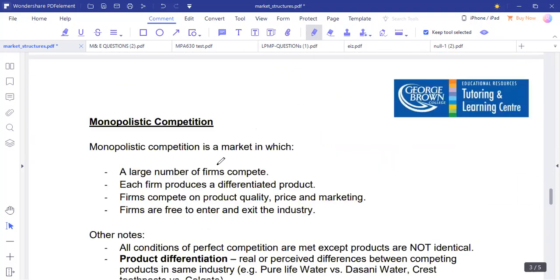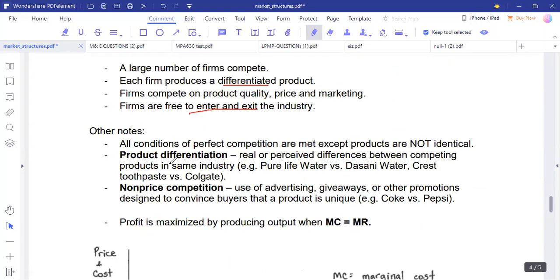Then when we go to a monopolistic firm or market, we have a large number of firms that compete. Now these firms here produce differentiated goods, which we call heterogeneous. And these heterogeneous goods have freedom to enter and exit the market. And the product differentiation, what makes it different?